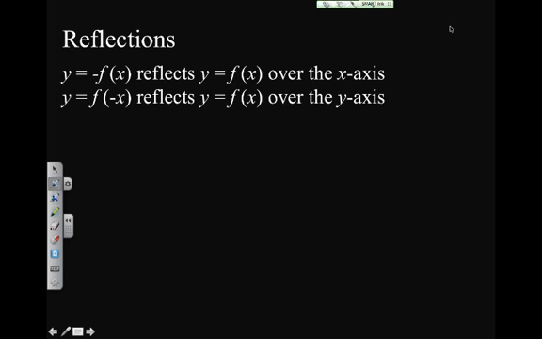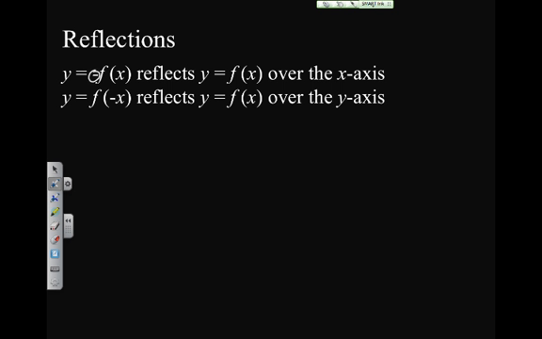When we talk about reflections, when we take the entire function and make it negative, that's going to reflect the graph over the x-axis. Again, here when we look at a negative, that negative is not affecting the x, which means it's affecting the y, and so that's going to change things from top to bottom. That's where the y-axis goes, top and bottom. So that's going to reflect it over the x-axis.